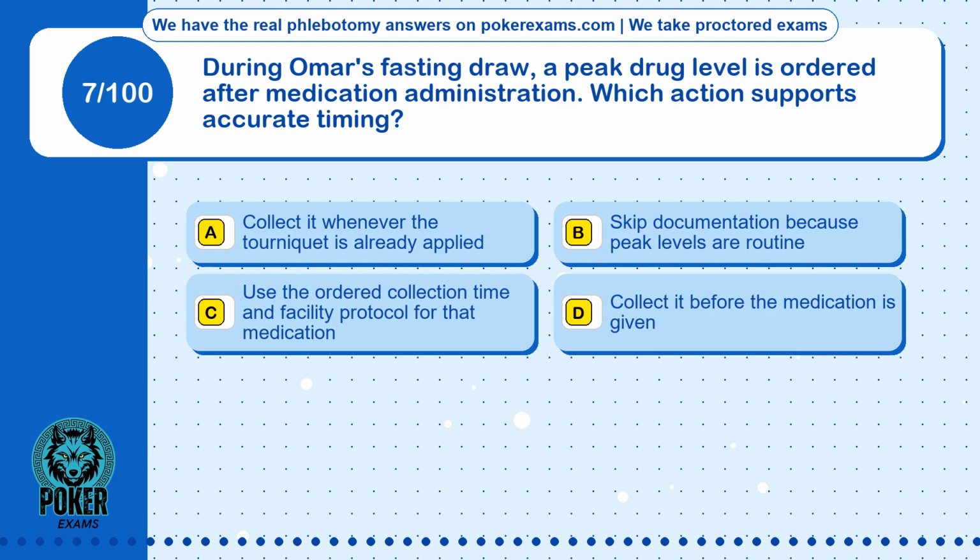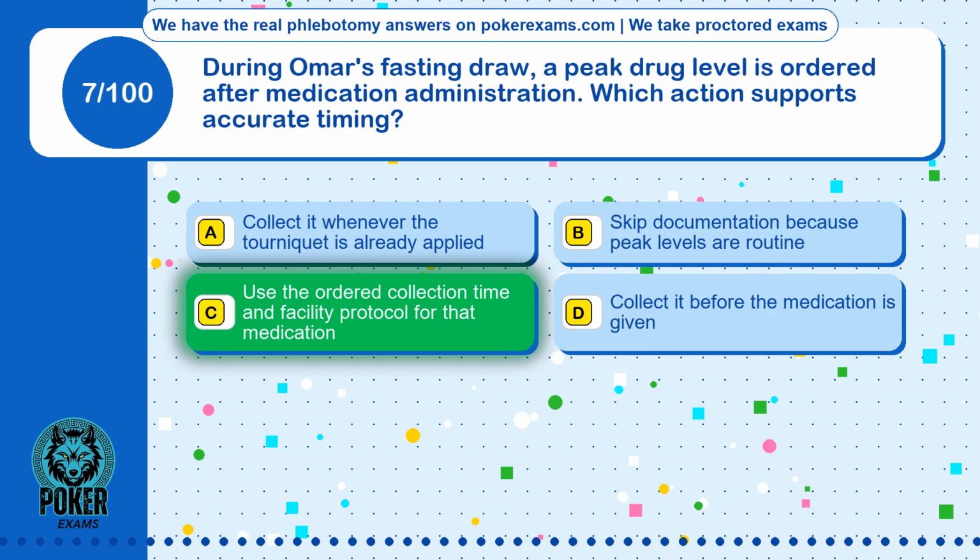Option A, collected whenever the tourniquet is already applied. Option B, skip documentation because peak levels are routine. Option C, use the ordered collection time and facility protocol for that medication. Option D, collected before the medication is given.